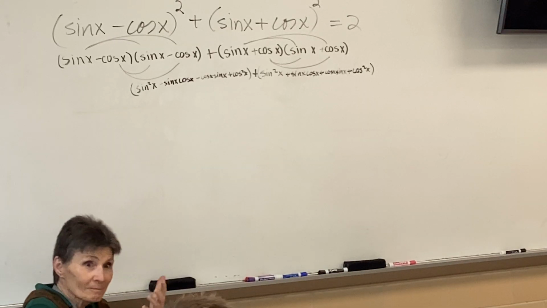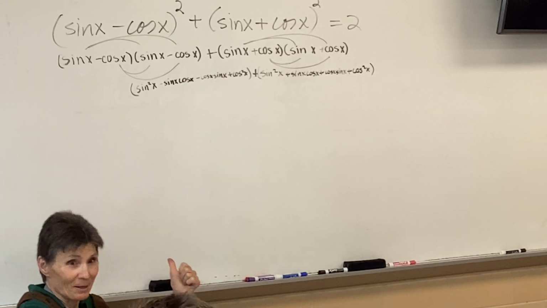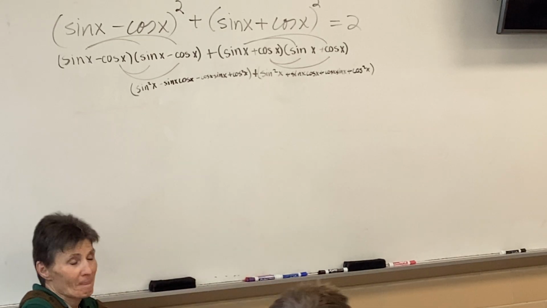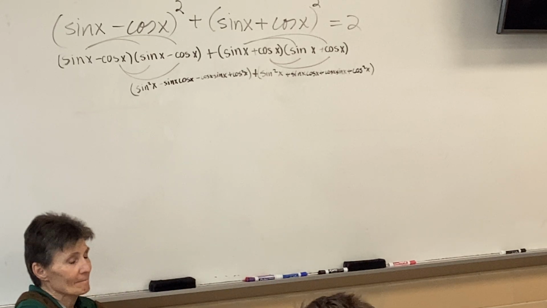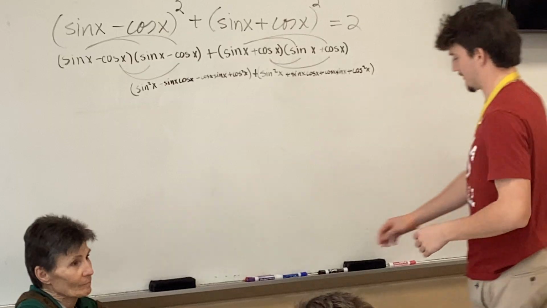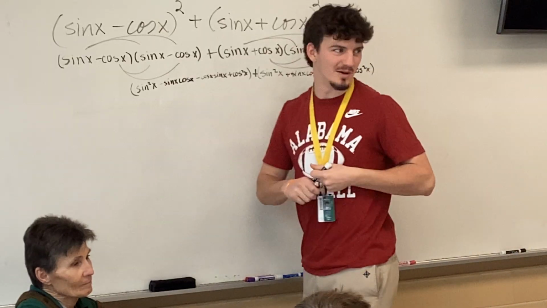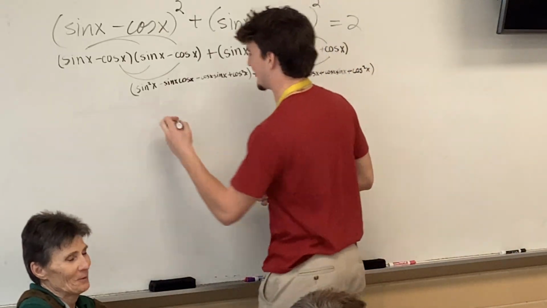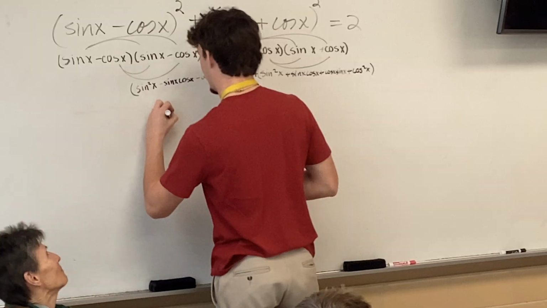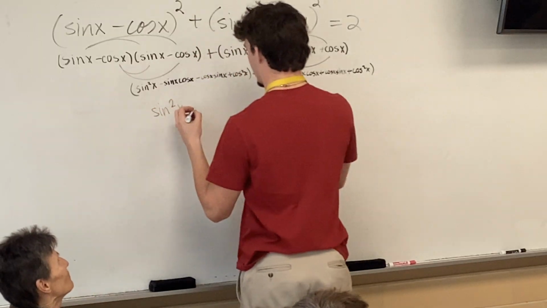Sine squared minus 2 sine. Look for the ones that equal 1. The parentheses don't. You know what I'm saying? Can we get our reference key up there?